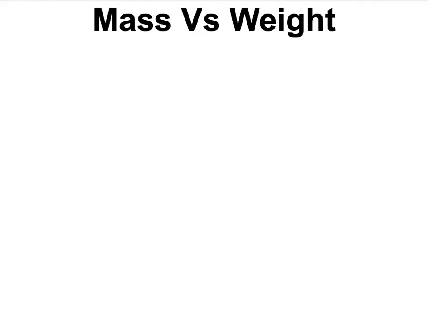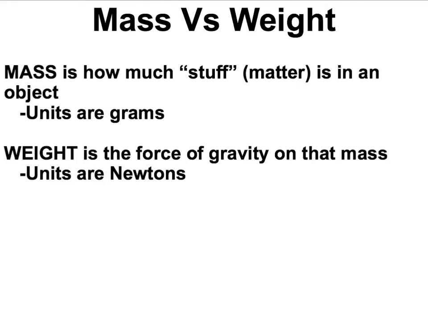First, I want to talk about the difference between mass and weight. A lot of us use these two terms interchangeably, but there is a difference. And let's talk about that now. Mass refers to how much stuff, or in physics and chemistry we call this matter, is in an object. If you're talking about the mass of something, you'd use the units of grams. For example, a nickel has a mass of 5 grams.